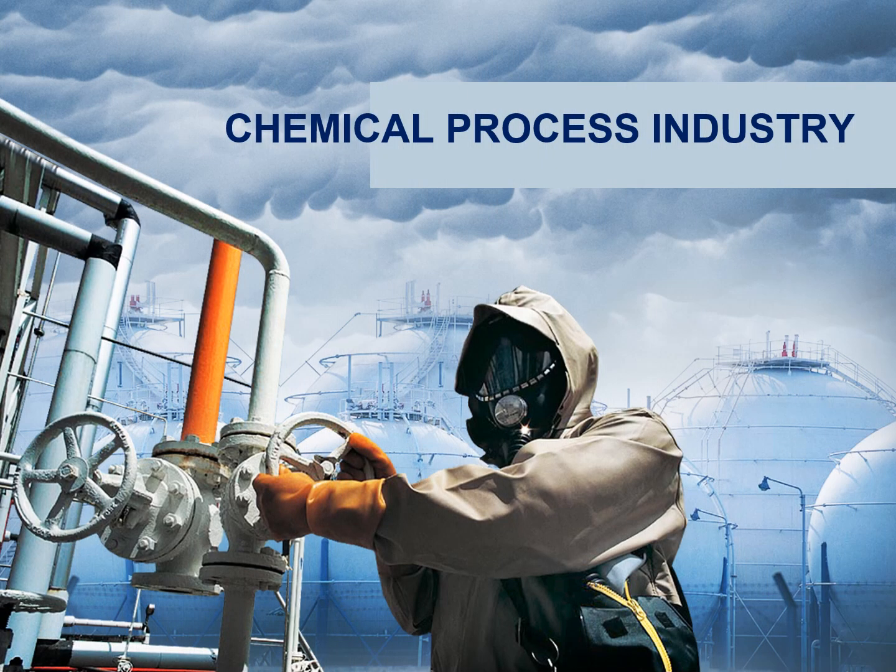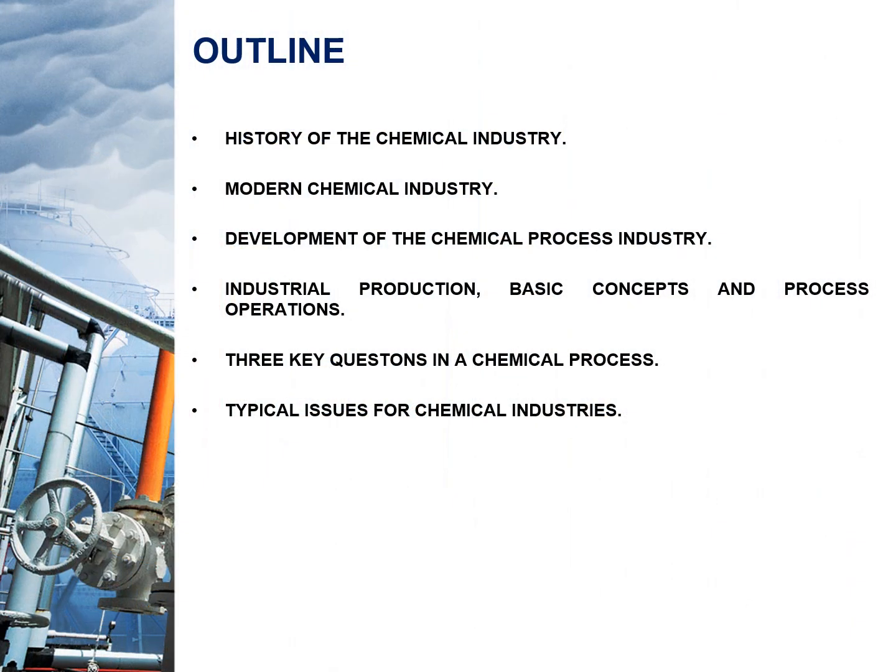Presenting on the chemical process industry. Our presentation outline goes like this: we look at the history of the chemical industry, the modern chemical industry. We look at developments in the chemical process industry. We look at some industrial production operations and processes. We look at how a chemical process is carried out and then some typical issues in the chemical industry.